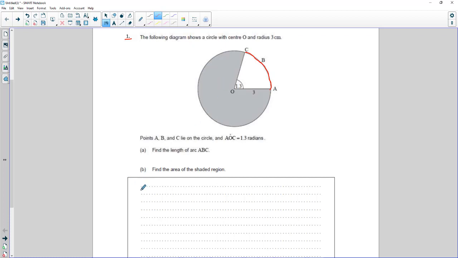So arc length, if you recall, we're going to do part A. We're going to answer these in the boxes here. The arc length, which I usually call L, is going to equal r times theta. That's always the case. So r, they tell me, is 3, and theta is 1.3. I don't need to put that in the calculator. It's going to be 3.9, and that will be in centimeters. Very straightforward, simple question.